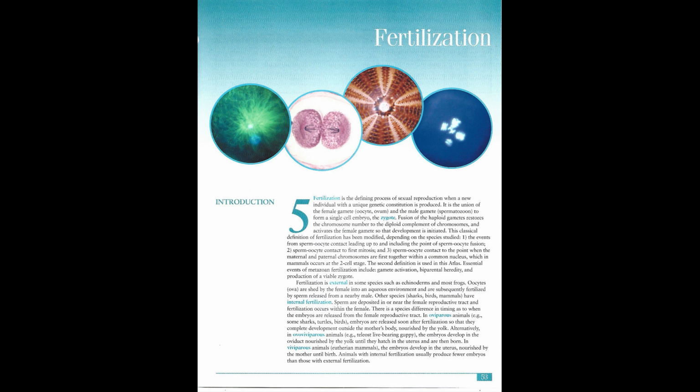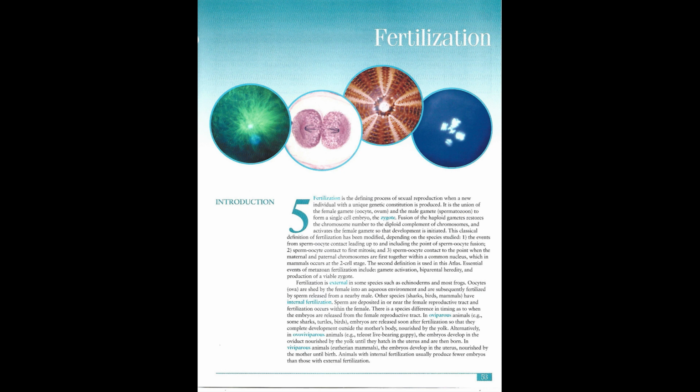This classical definition of fertilization has been modified, depending on the species studied. 1. The events from sperm-oocyte contact leading up to and including the point of sperm-oocyte fusion. 2. Sperm-oocyte contact to first mitosis, and 3. Sperm-oocyte contact to the point when the maternal and paternal chromosomes are first together within a common nucleus, which in mammals occurs at the two-cell stage. The second definition is used in this atlas. Essential events of metazoan fertilization include gamete activation, biparental heredity, and production of a viable zygote.